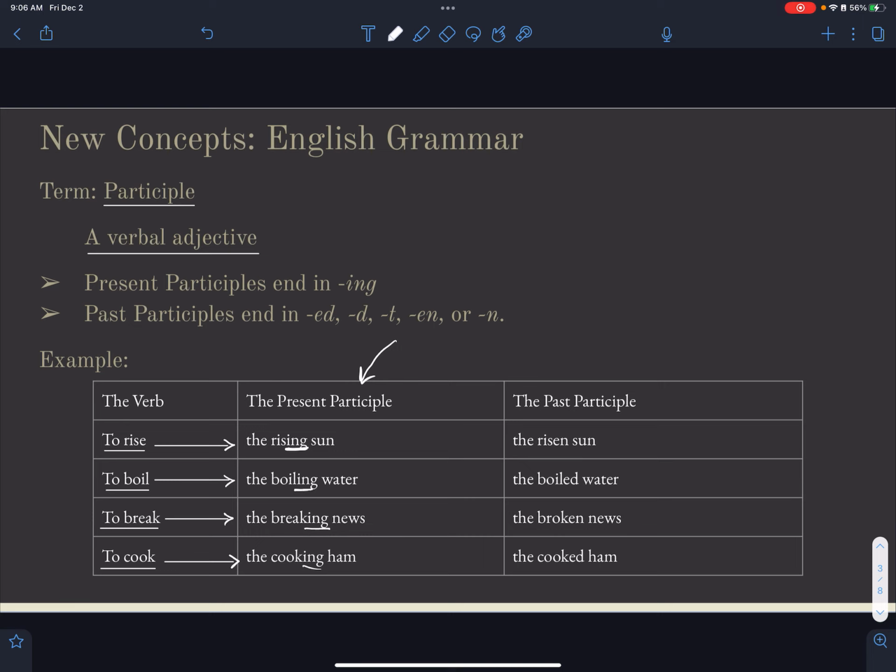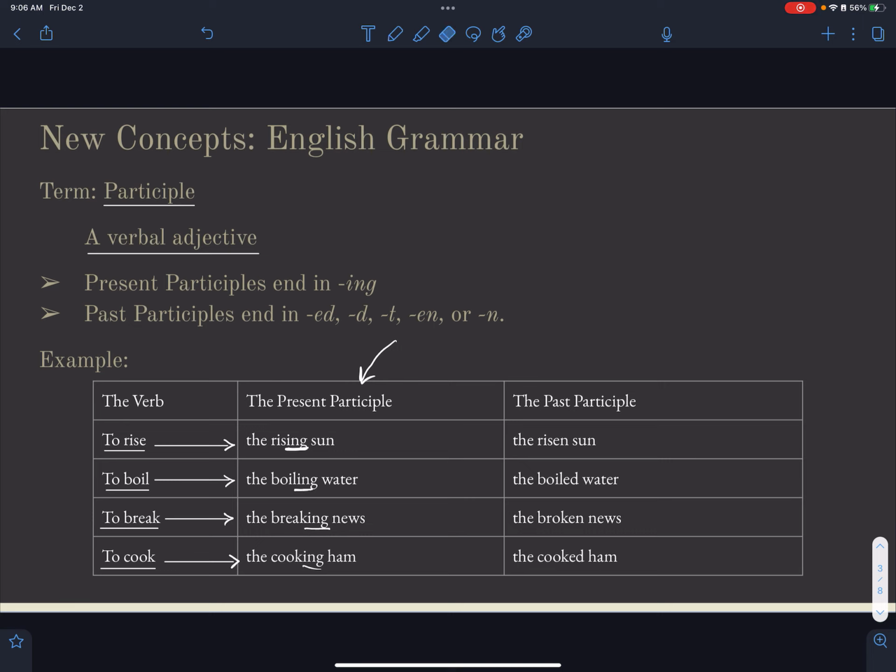If it's the present participle, it's happening right now, right? The rising sun shone in the sky. Yeah, the swimming child, right? They're swimming right now. You know, the sleeping beauty, she's currently sleeping, right? So it's a present participle. All present participles will end in -ing. That's English for you.